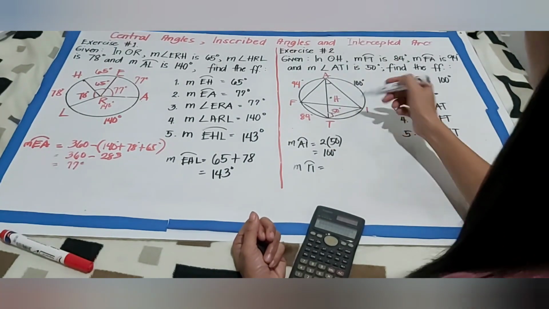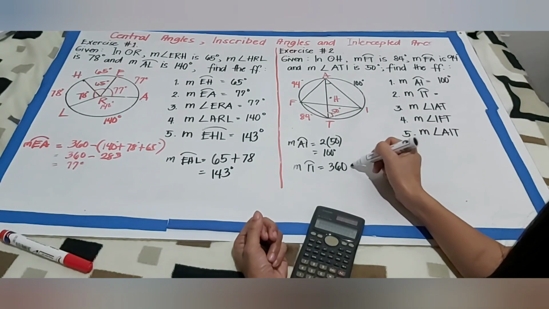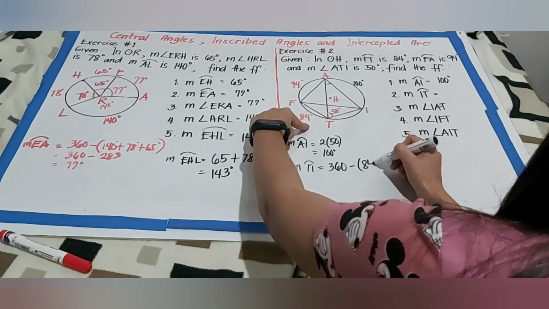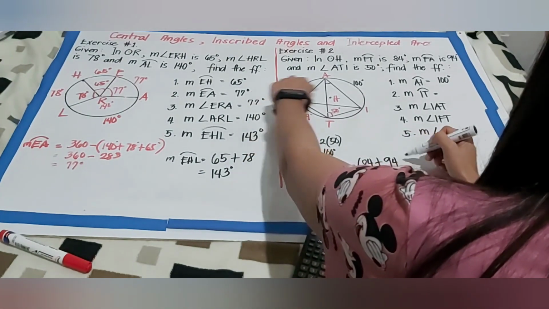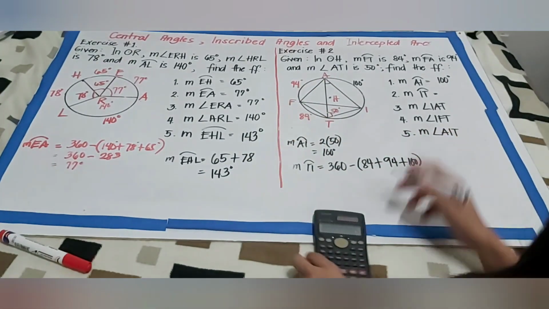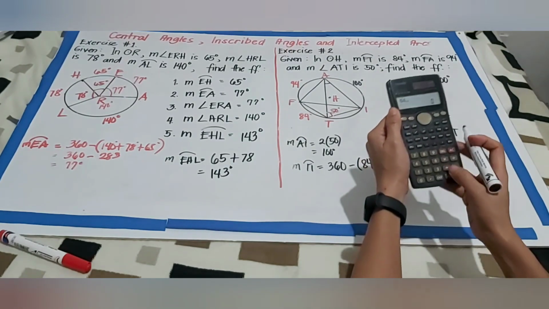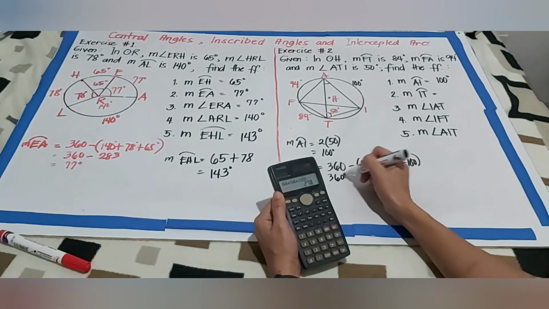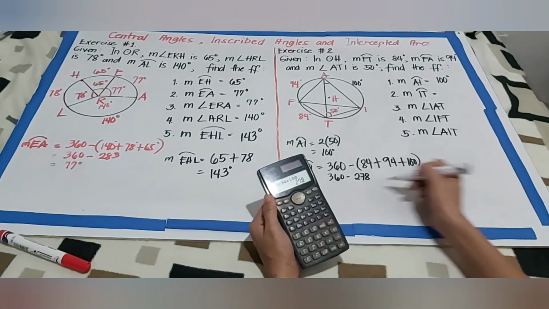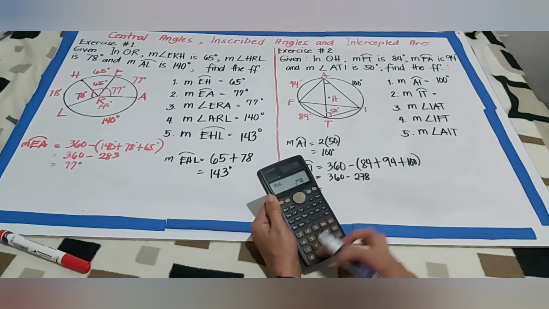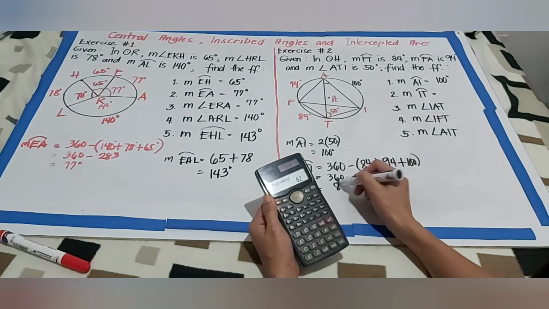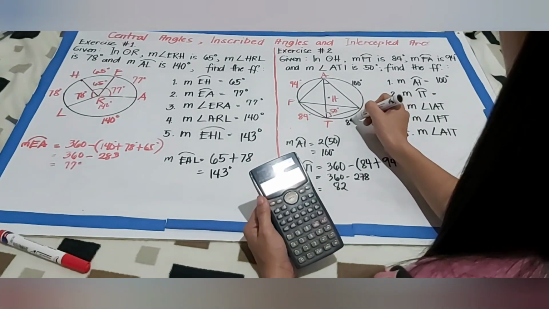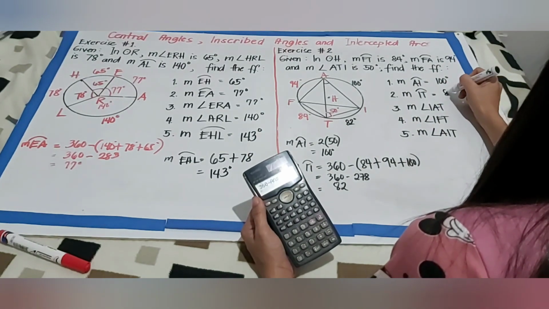Again, the whole is 360. So, we add all the given and subtract it from 360. So, let's add 84 plus 94 plus 100. This is 278. And 360 minus 278 is 82 degrees. So, this is 82 degrees.